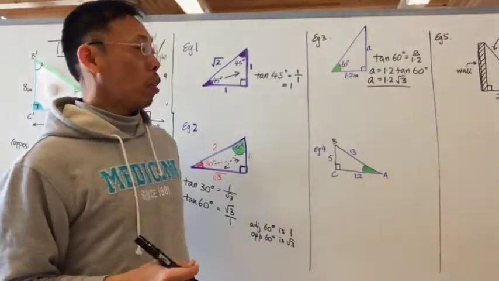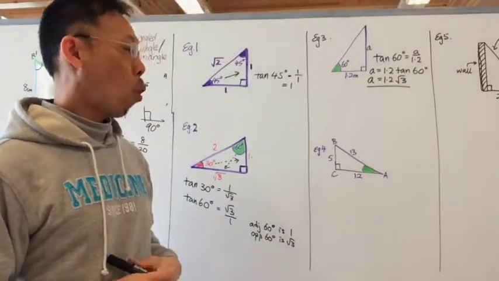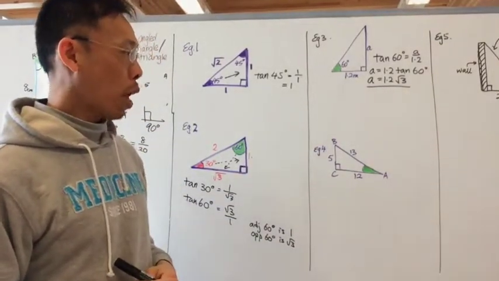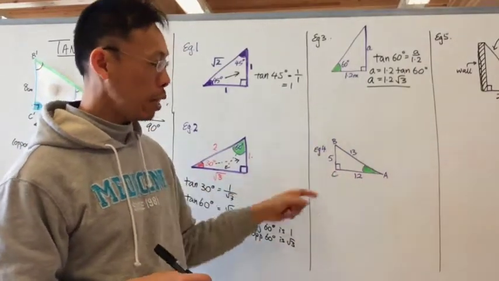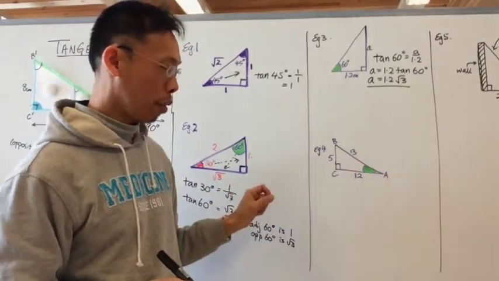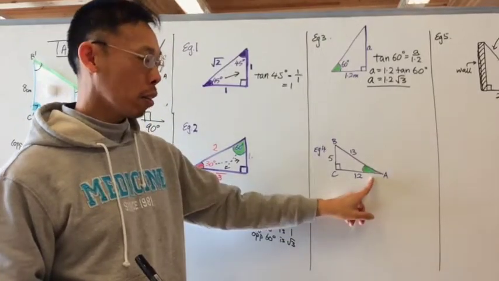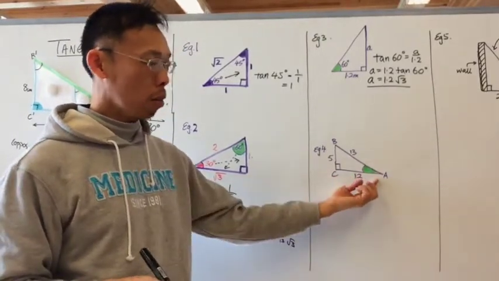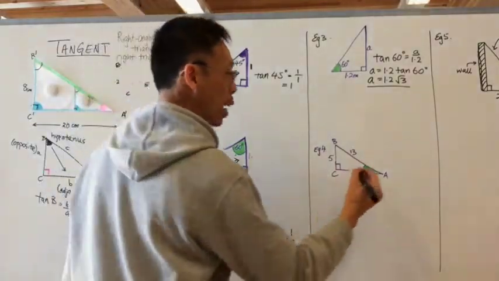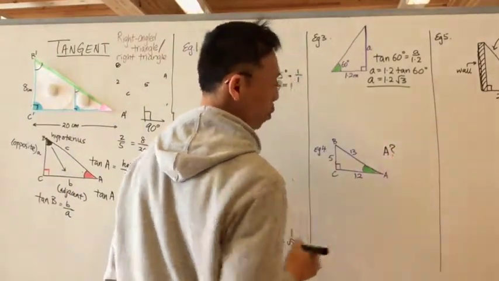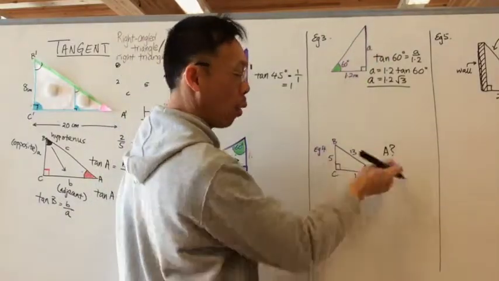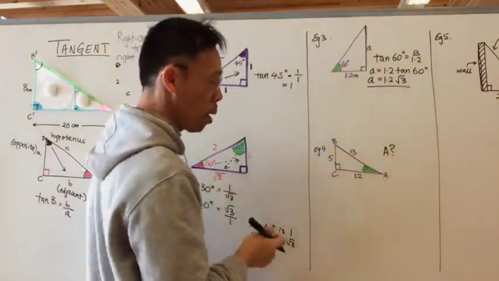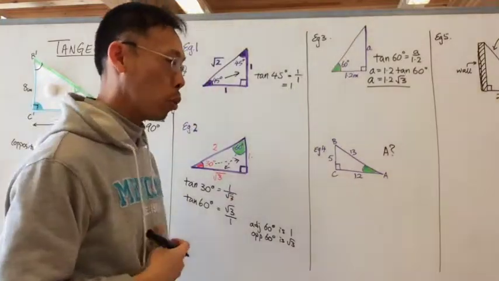Alright? Okay, next, example number 4. Example number 4 now, we have a right angle triangle ABC, and the sides are all given. But angle A in green, now I want to figure out what is angle A. Before I wanted to figure out what the side is, now I want to figure out what the angle A is. Now to do this, I have many ways to do this.